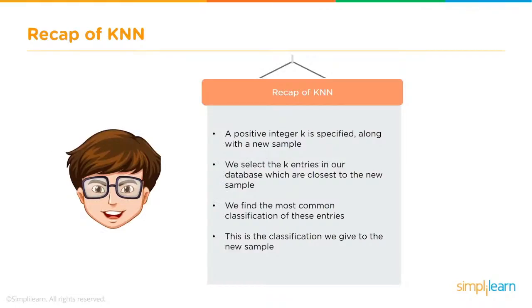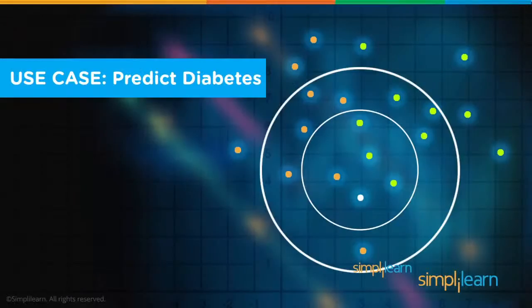So a recap of KNN. A positive integer k is specified along with a new sample. We select the k entries in our database which are closest to the new sample. We find the most common classification of these entries. This is the classification we give to the new sample. So as you can see, it's pretty straightforward. We're just looking for the closest things that match what we've got. So let's take a look and see what that looks like in a use case in Python.